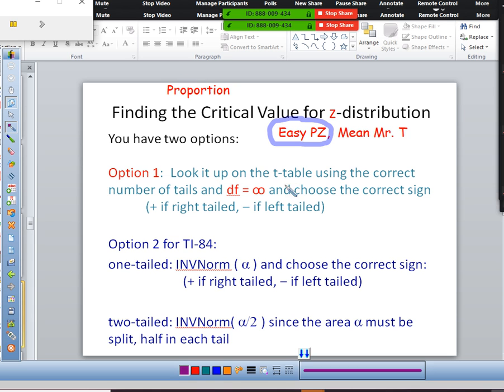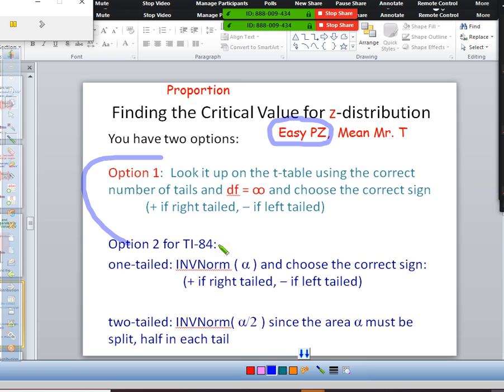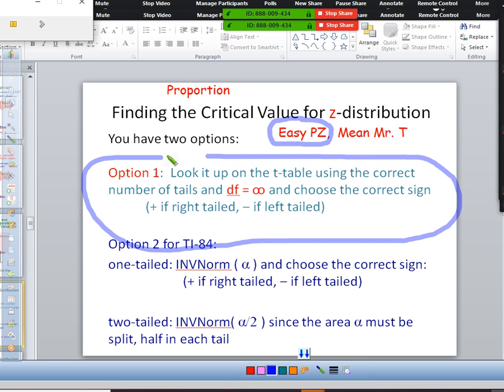Proportion is, for example, 3 out of 5 dentists prefer or recommend Crest. That's a proportion. And the best way to use them is to just look it up on the T-table, but remember the degrees of freedom is infinity, because the last entry of your T-table is a Z-table when degrees of freedom is infinity.